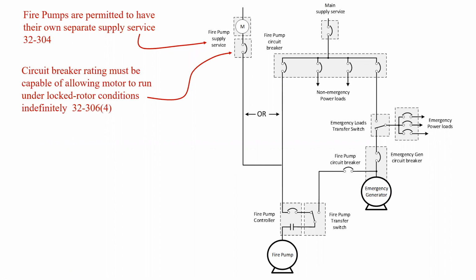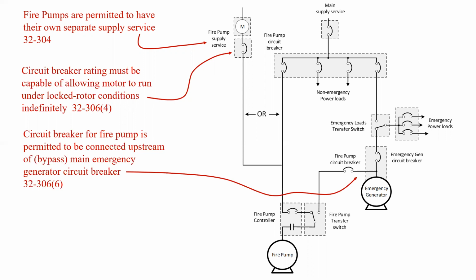The circuit breaker rating that is installed in this must be capable of allowing the motor to run under locked rotor conditions indefinitely, which is a requirement that is fairly uncommon when it comes to motor installations. The purpose behind this rule is to ensure that the fire pump is able to run no matter what, even if it's only capable of putting out half the horsepower due to it being damaged. We still want it moving because water flowing through the sprinkler pipes is more important than saving the motor.